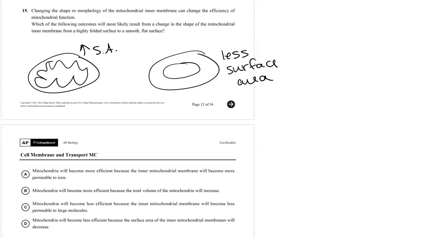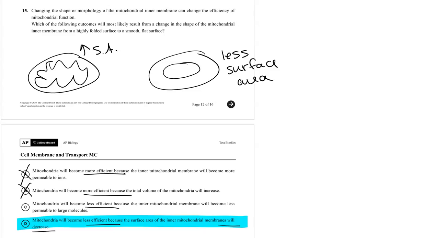So what do we want to do for an answer here, James? Right. These two talk about it becoming more efficient. Yep, because we're going to decrease that surface area. So D is the correct answer.